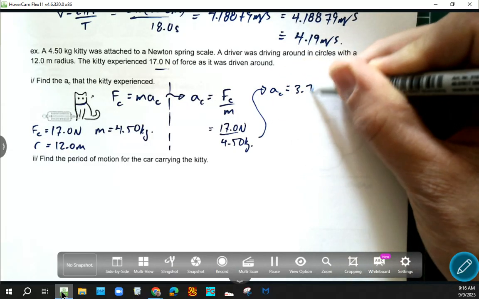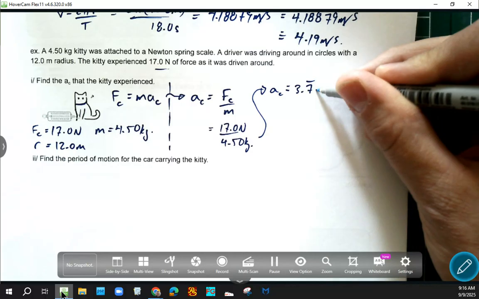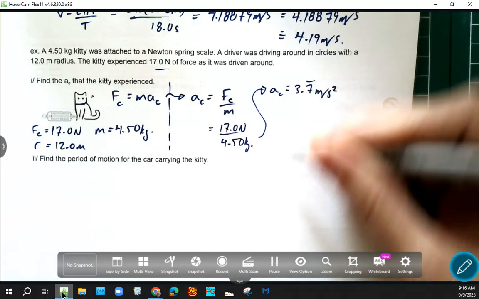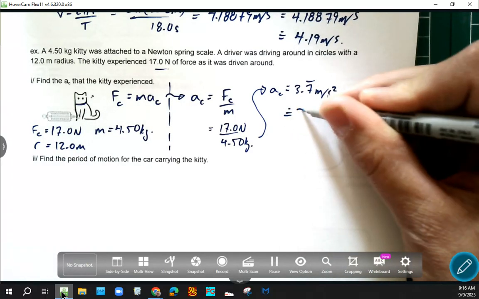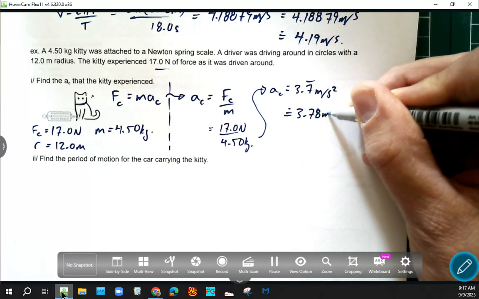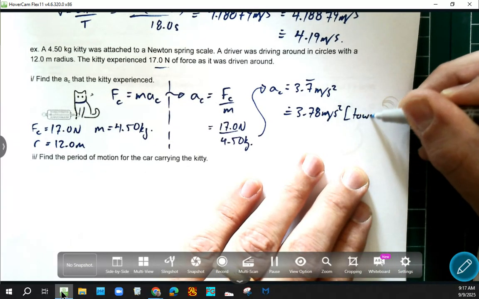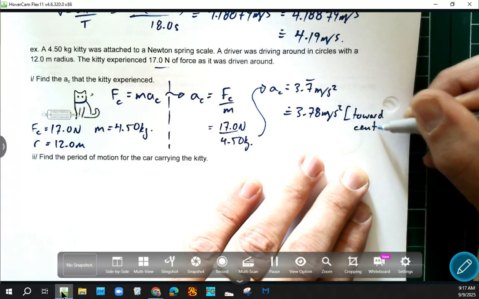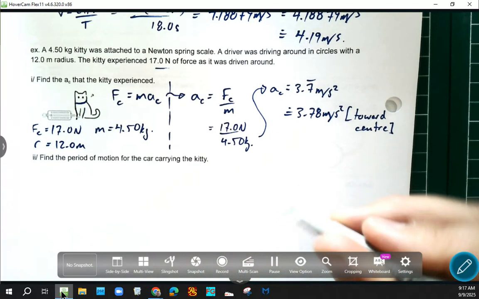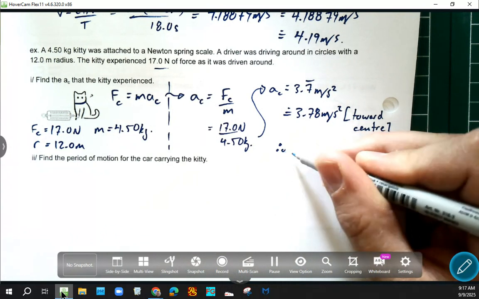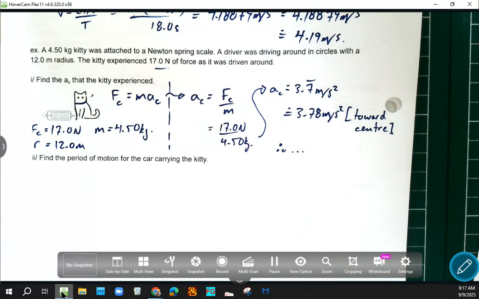And I won't labor this too long. I get 3.7 repeated meters per second squared, which will round off to 3 sig figs of 3.78 meters per second squared, toward center. And of course, we could make a therefore statement for ourselves. I'll just leave the ellipses because I don't feel like writing it.